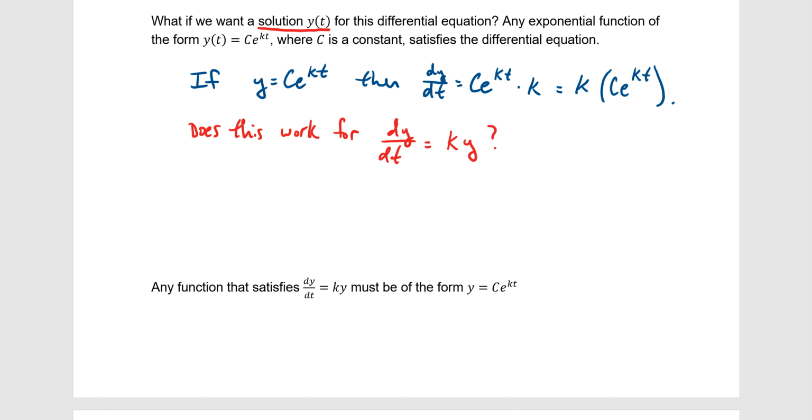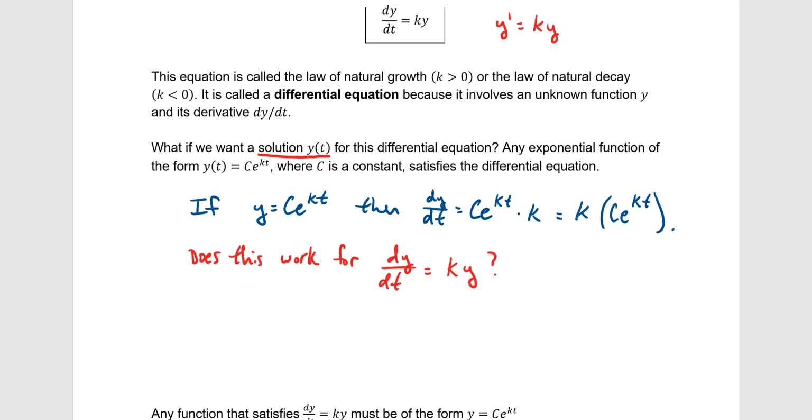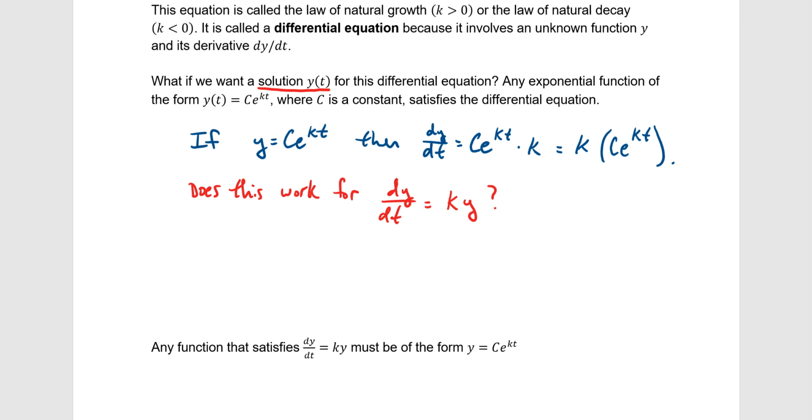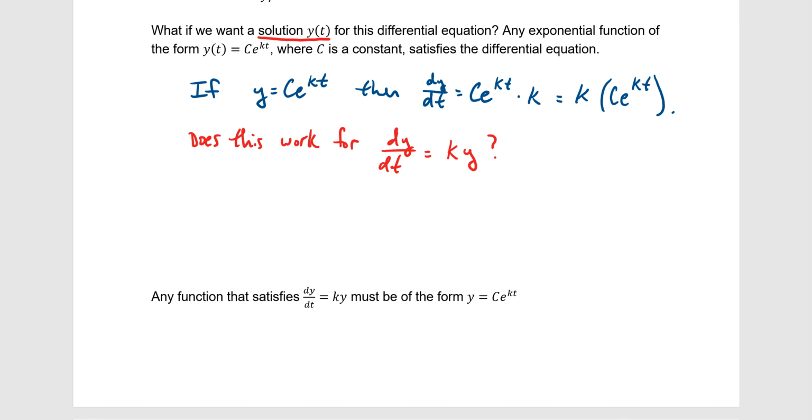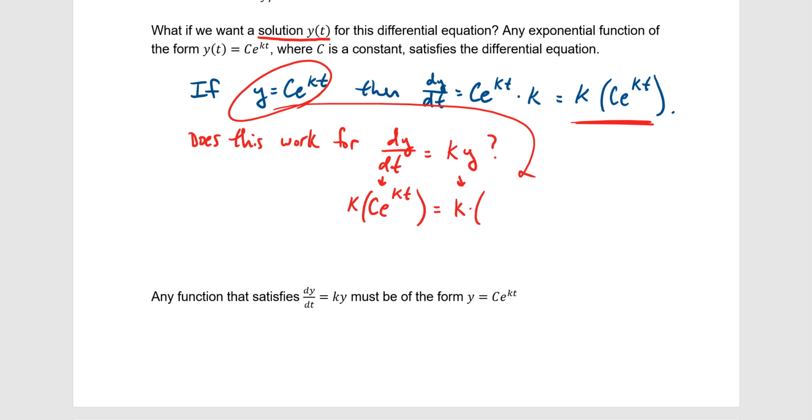We want to see why this works for our differential equation, dy over dt equals k times y. We just found dy dt, so we plug it in here: k times c e to the kt. And now we plug in k times y. Well, y is c e to the kt. So clearly these are both exactly the same. They're both the same sides of the equation, so we are good. Yes, this does work.